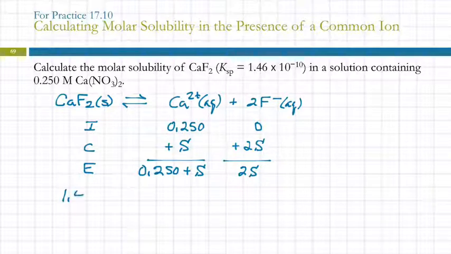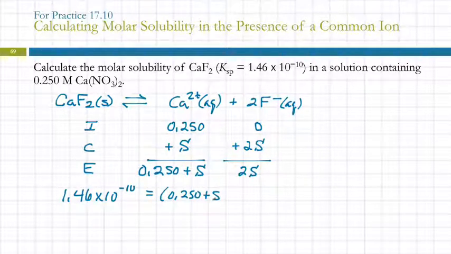KSP has a value of 1.46 times 10 to the minus 10. And that equals the calcium ion concentration, 0.250 plus S, times the fluoride ion concentration, 2S squared.